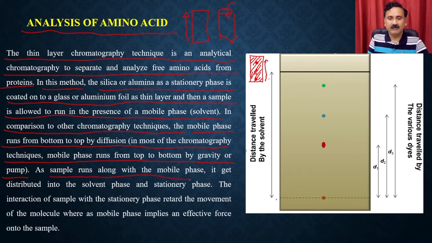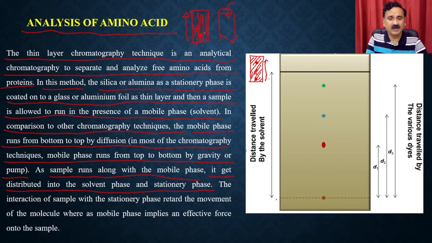As the sample runs along with the mobile phase, it gets distributed between the solvent phase and the stationary phase, right? When it runs, it is going to get distributed. So either it will go with the solvent front, and you can see that all the solvent molecules are running. So if this is the molecule, either it will go along with the solvent front or it will remain with the silica, right? And because of that it is going to be distributed, because that kind of affinity and differential behavior is going to be different for the different amino acid molecules.